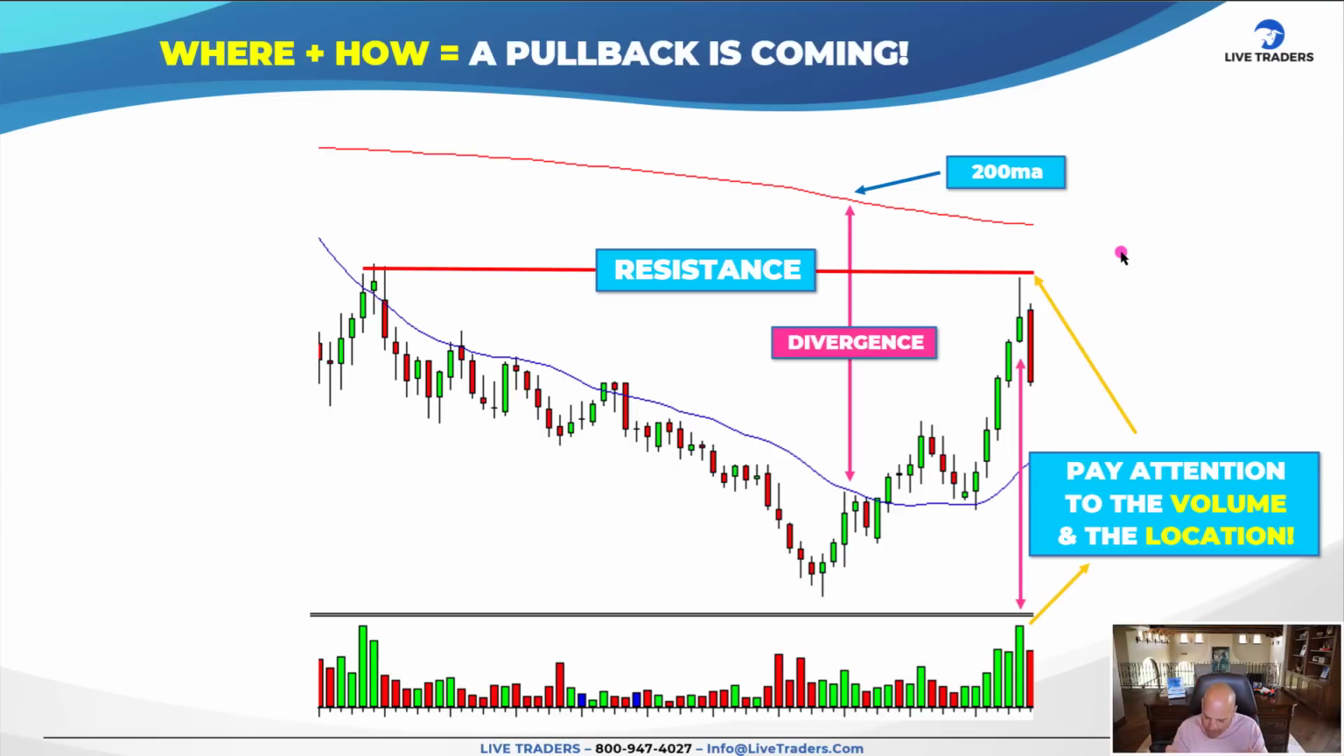So that's 5 concepts converging in an area. Going to get a pullback. Will the pullback be buyable? Probably. It's probably going to be a buyable pullback. But I know it's going to pull back. This is what you do when you break a chart down.